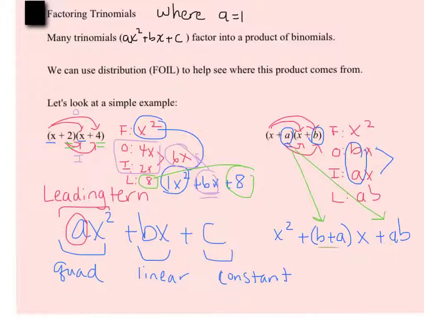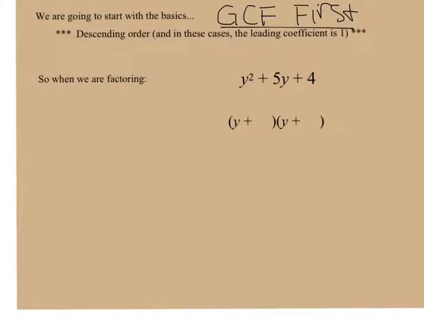I'm going to have the sum of A and B create my middle term, and the product of A and B create my last term. Now this is going to change a little bit when we factor trinomials where A is something other than 1, but this is going to help us just to understand where all the pieces come from.